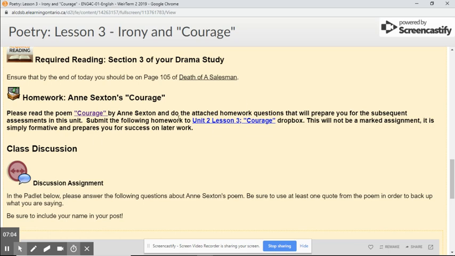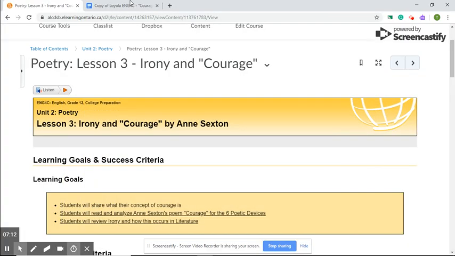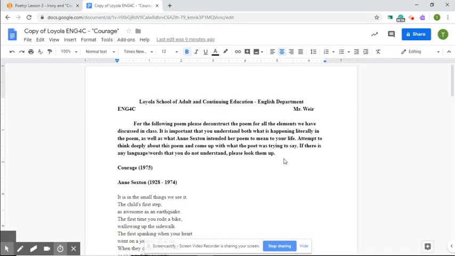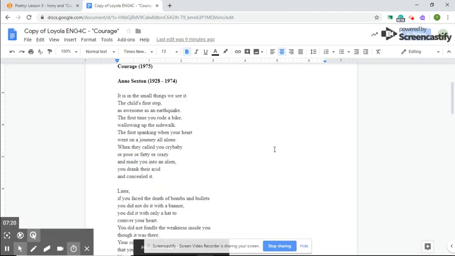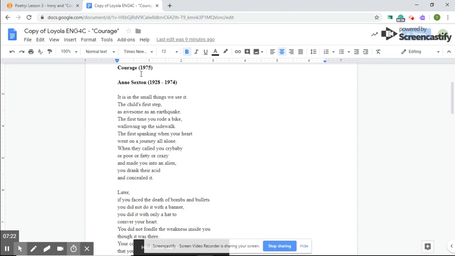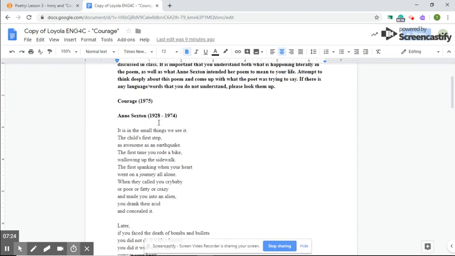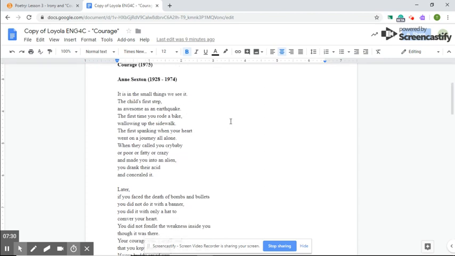I've given you one poem to work on today for homework. You're going to submit it here in this Dropbox. The poem is titled Courage by Sexton. You can open up the Google Doc and take a look at the poem. Here's the poem. And she wrote it in 1975. It was pretty much 1 year before her death as well. That's going to be part of the irony in here.